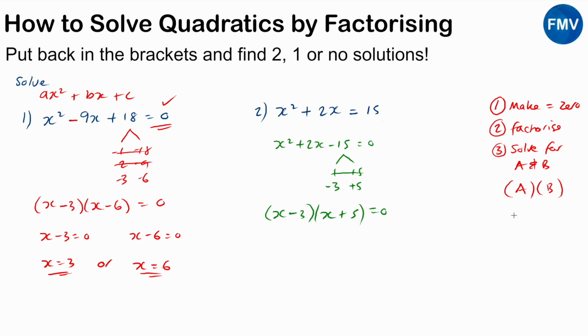And now we do step 3, we solve for a and b. So here we go, there's the first one, x minus 3 equals 0. Add 3 to both sides, x equals 3. x plus 5 equals 0. We minus 5 from both sides, x equals minus 5. So x is either 3 or x is minus 5. Let's do a few more questions to make sure we've got this.